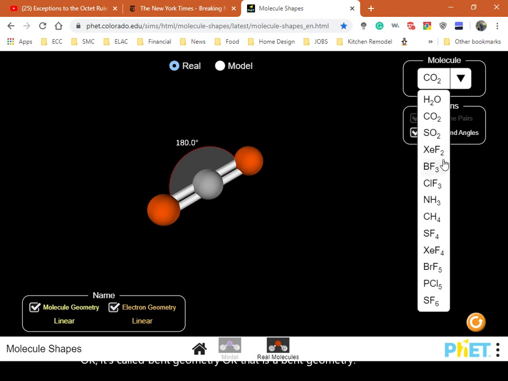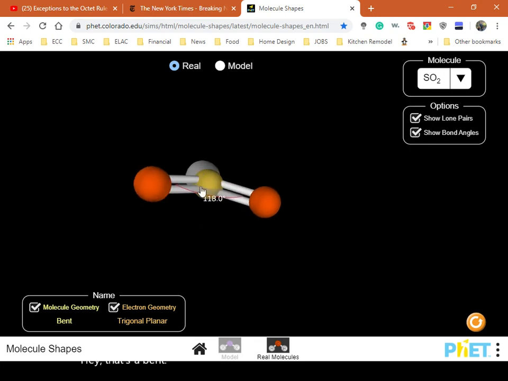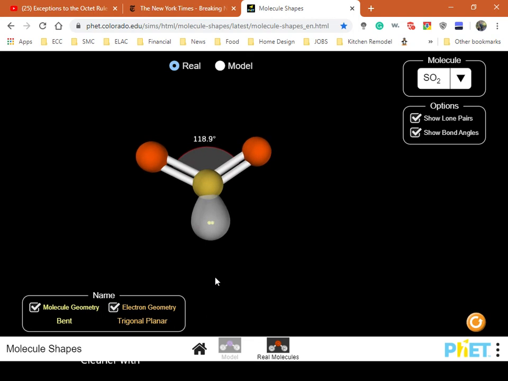Let me see if I can find you an example here. Okay? That's a bent geometry. Okay, it's trigonal planar with bent geometry. This is SO2. It will give us one lone pair on sulfur with two double bonds. That is a bent geometry.